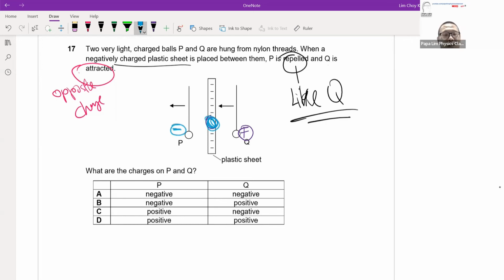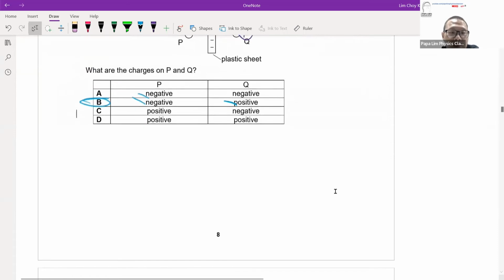And with this, I would say fairly straightforward. You will tell us that P has to be negative and Q has to be positive, which leads us to option B. Fairly straightforward, nothing complicated.